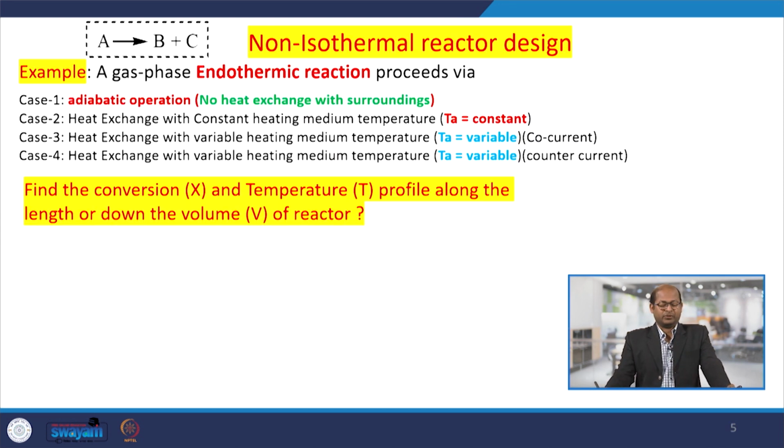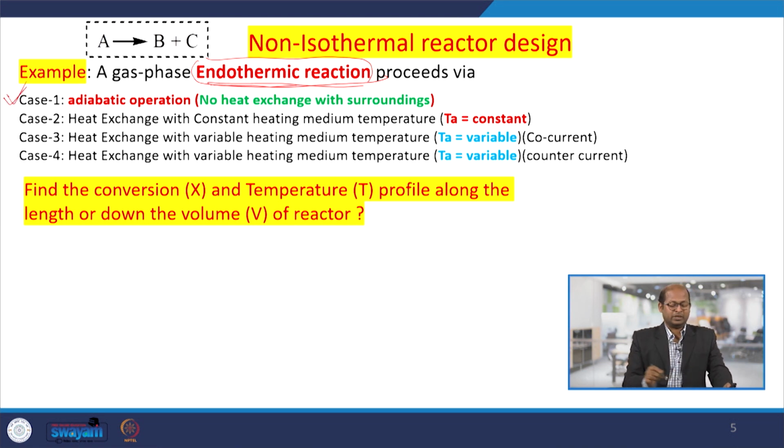These are the things we will see: the nature of the temperature profiles and conversion profiles. For that, let us first consider a reaction A going to B plus C, the products. Here the reaction is endothermic. For example, we will first discuss endothermic reactions that we can conduct inside a reactor.